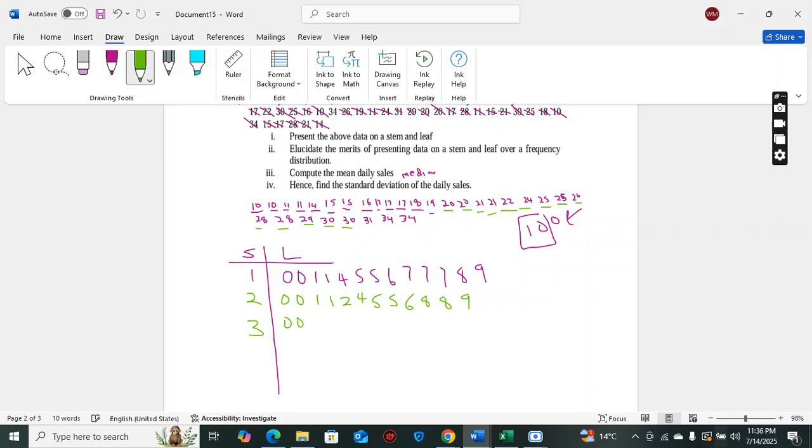Okay. 2 marks. For that effort, 2 marks. Okay. Elucidate the merits of presenting data on a stem and leaf.